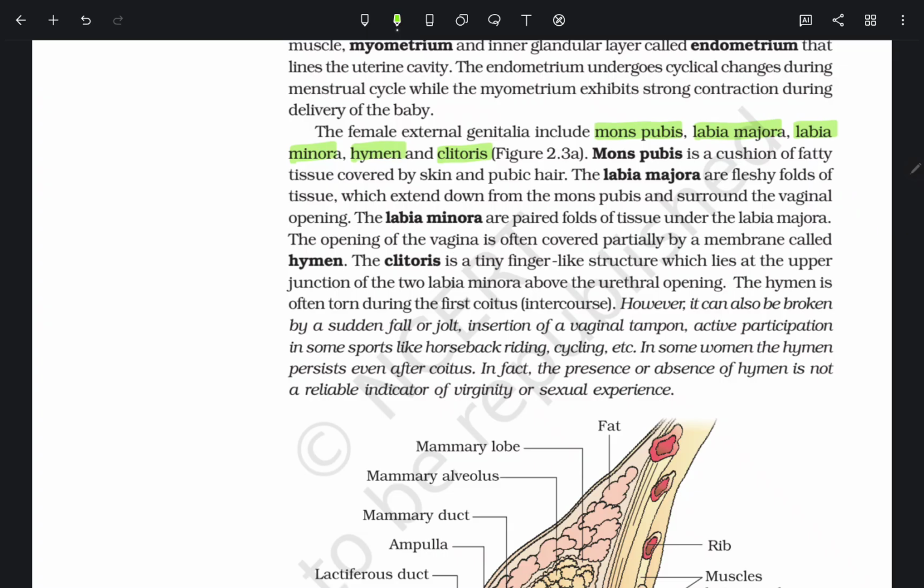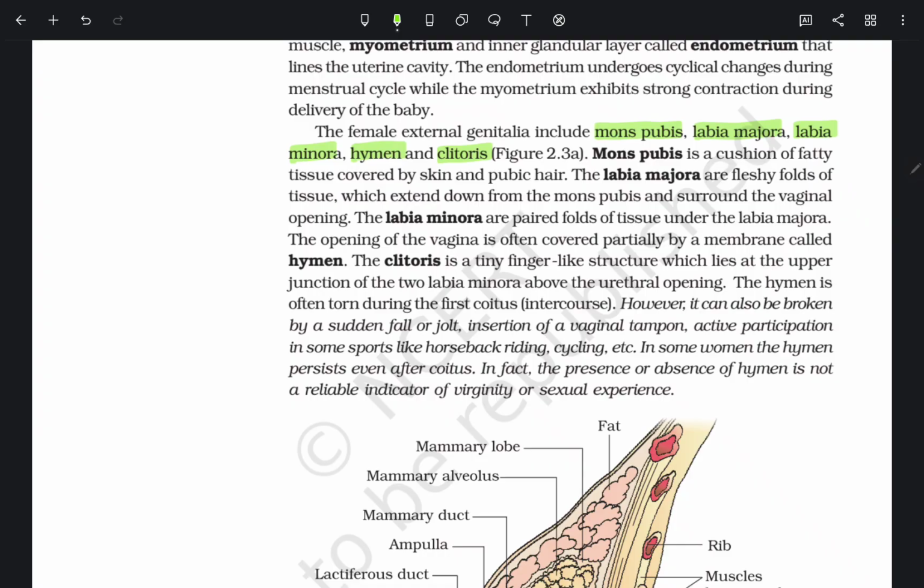The mons pubis is a cushion of fatty tissue covered by skin and pubic hair. The labia majora are fleshy folds of tissue which extend down from the mons pubis and surround the vaginal opening. The labia minora are paired folds of tissue under the labia majora. The opening of the vagina is often covered partially by a membrane called the hymen.